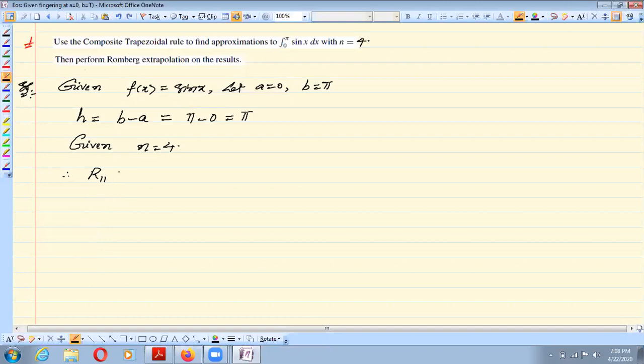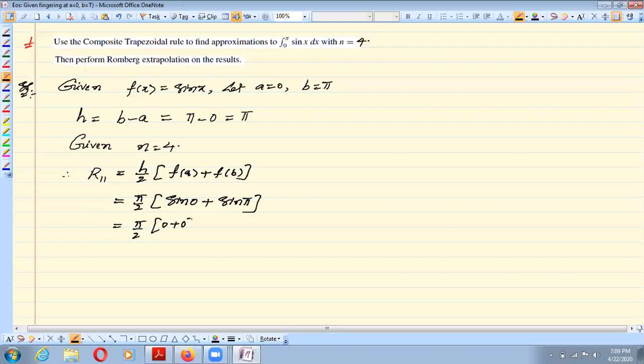We have a formula for R11, that is equal to h by 2 into f of a plus f of b. Now substituting this, pi by 2, f of a means 0, so this can be substituted in the f of x function. Now we get sine 0 plus f of b, sine pi. Now pi by 2, the values of sine 0 is 0, sine pi is 0, hence pi by 2 into 0 is 0. So the value of R11 is equal to 0.